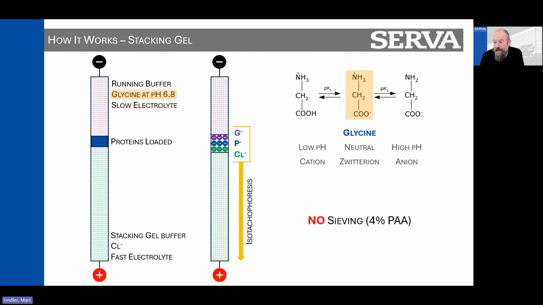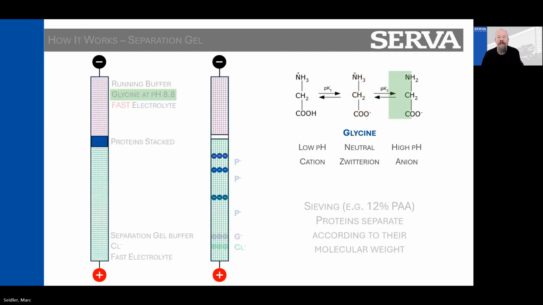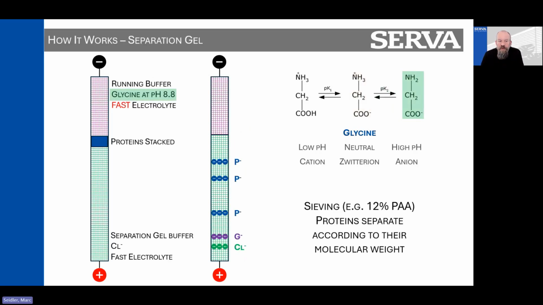Thus, the polyacrylamide matrix will be around 4%. You casted that before, because a sieving effect would also destroy this isotachophoresis and this sharpening of the bands in your stacking gel. At the end of the stacking gel, you will have the separation gel.